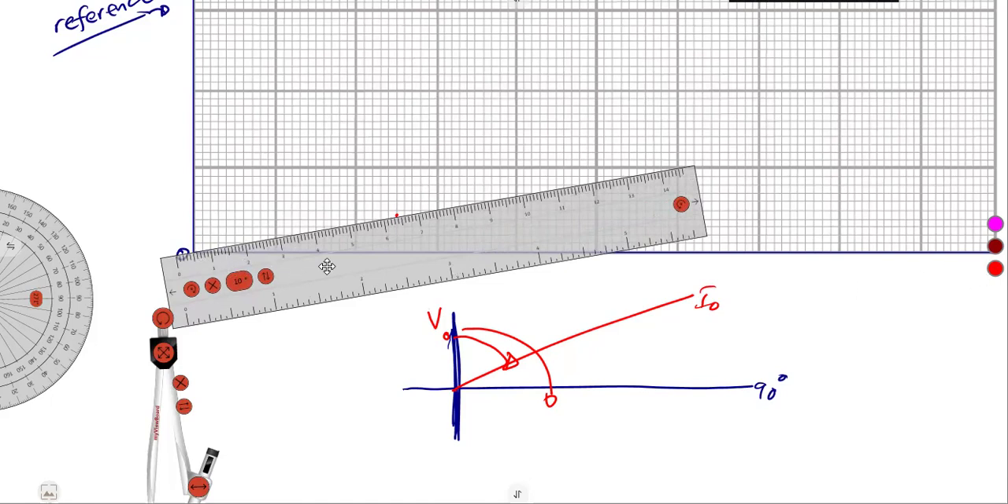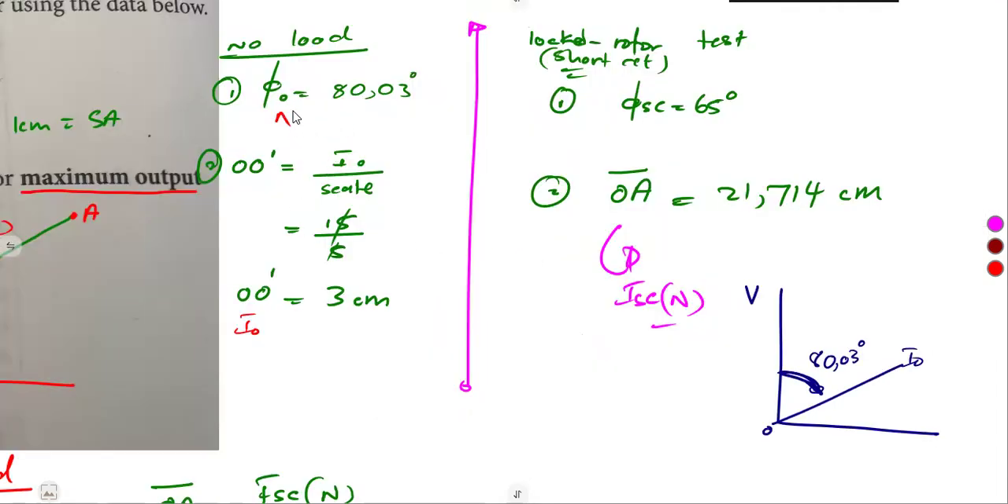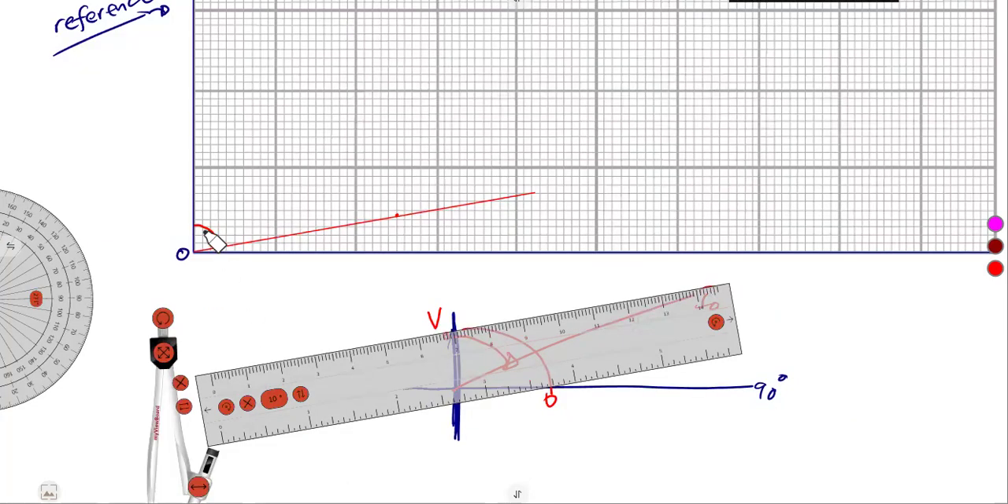So let's just join from the origin. From the origin going through, you must pass through that line, like this. This one is just a little bit, but you must just pass through that line. So along this line is where we have our 80 degrees. So it represents what? The no load. So that is our no load phase angle, this one.